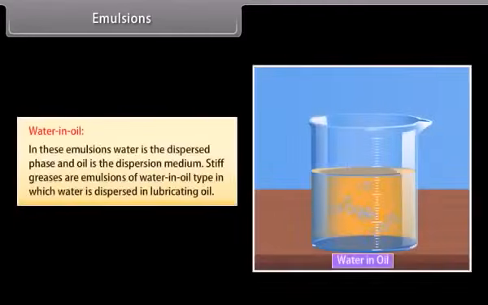In these emulsions, water is the dispersed phase and oil is the dispersion medium. Stiff greases are emulsions of water in oil type, in which water is dispersed in lubricating oil.